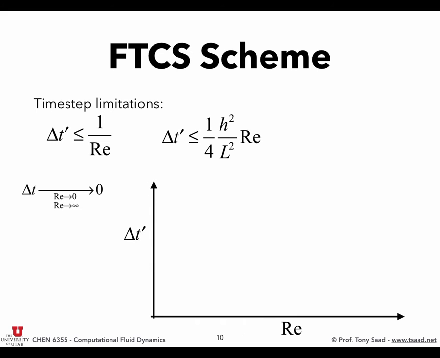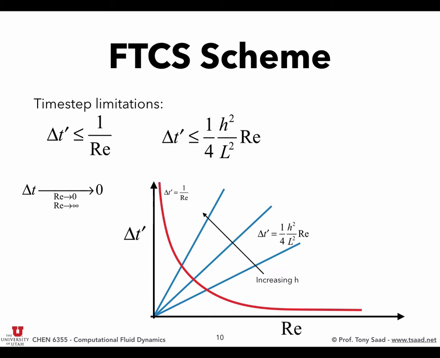So if you plot delta t prime versus the Reynolds number, the first constraint, 1 over Re, is going to give you this curve. So the first constraint is telling us, as long as delta t prime is below this curve, we're OK. But this other constraint is going to constrain this further. And what is this in this space? It's a straight line. Okay? And that straight line depends on this grid spacing h. Okay? So as you increase h, the slope is going to go up, right?